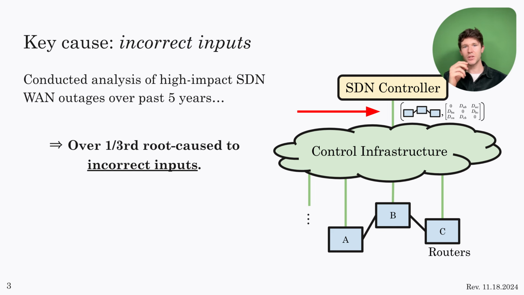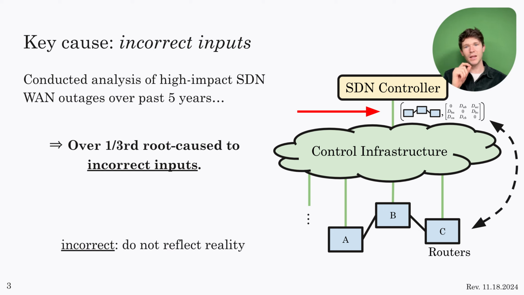Now, this definition of incorrect inputs is subtle, but very important. Incorrect inputs are ones that do not reflect the reality of what is truly happening in the network, such as reporting links that are down to be up or vice versa, missing or overstated demand, etc. That is, they are spurious, but not invalid or obviously wrong by their syntax.